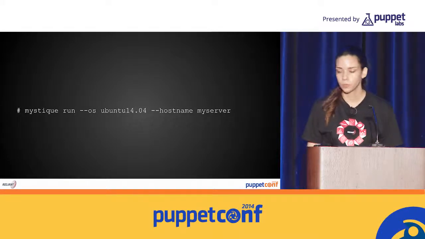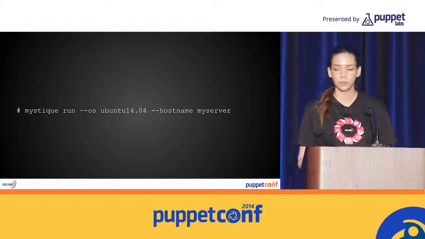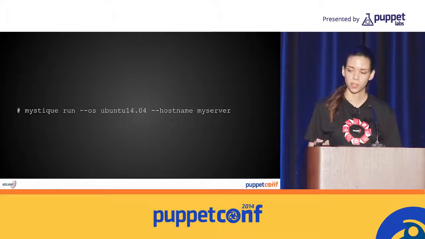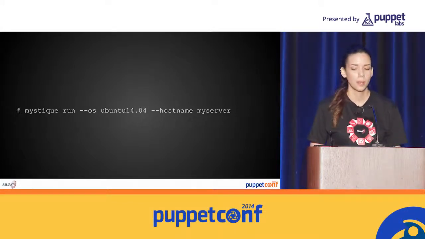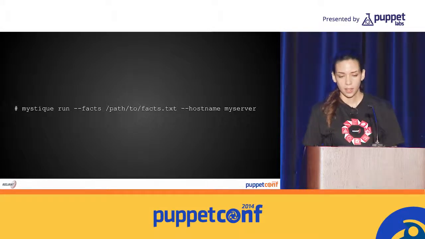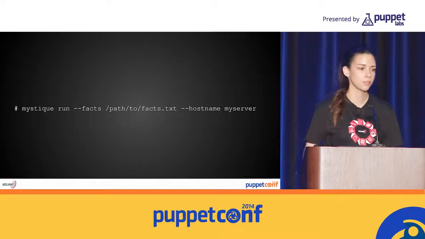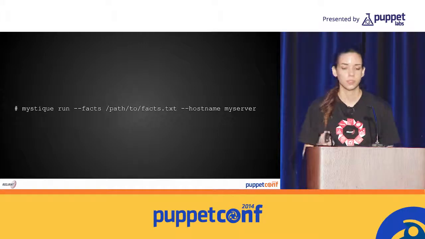If you really want to run it for a brand new node, it will fetch the container and will set the hostname as my server, and underneath it is going to apply the Puppet. And if you stole your facts, you can just pass the custom facts using the --facts parameter.